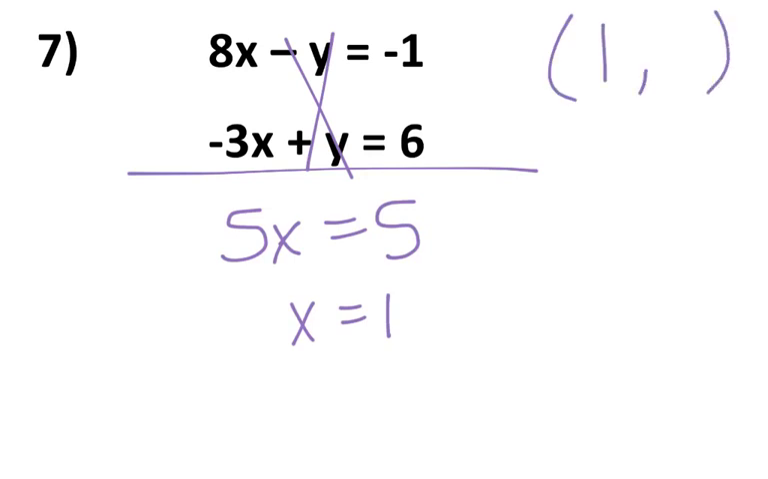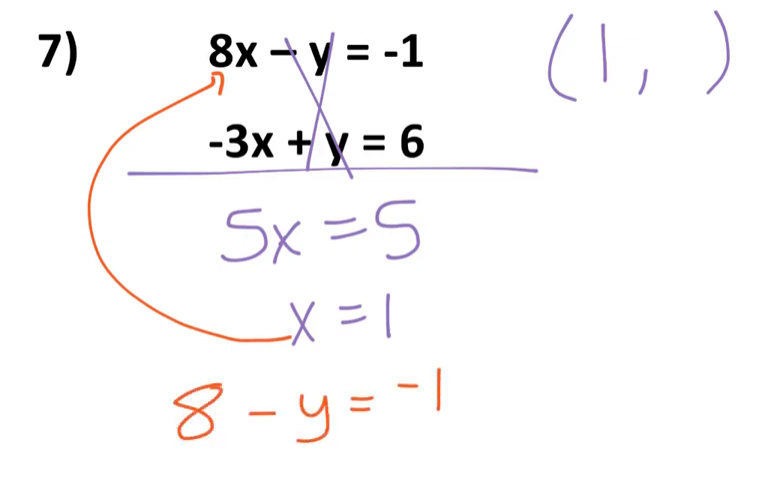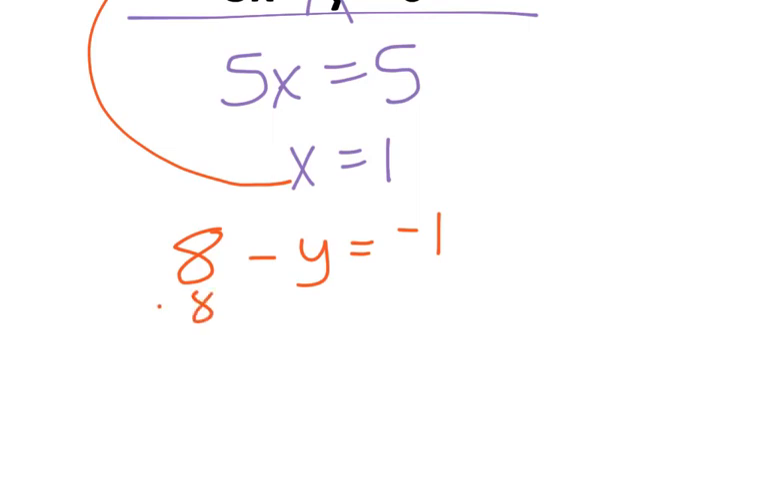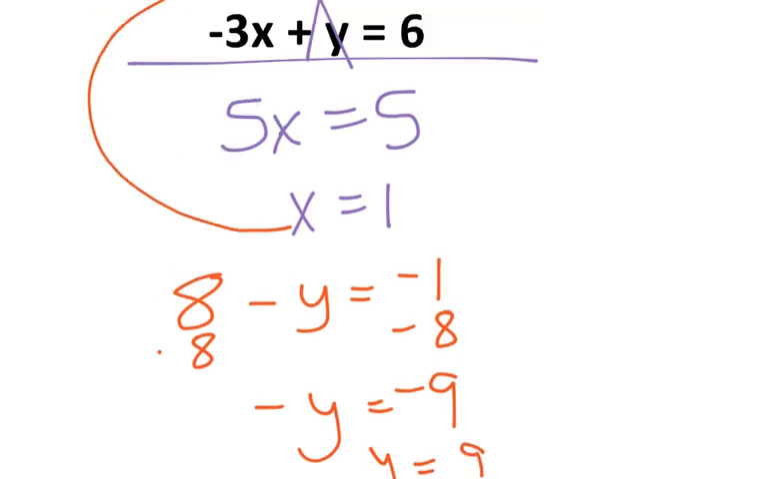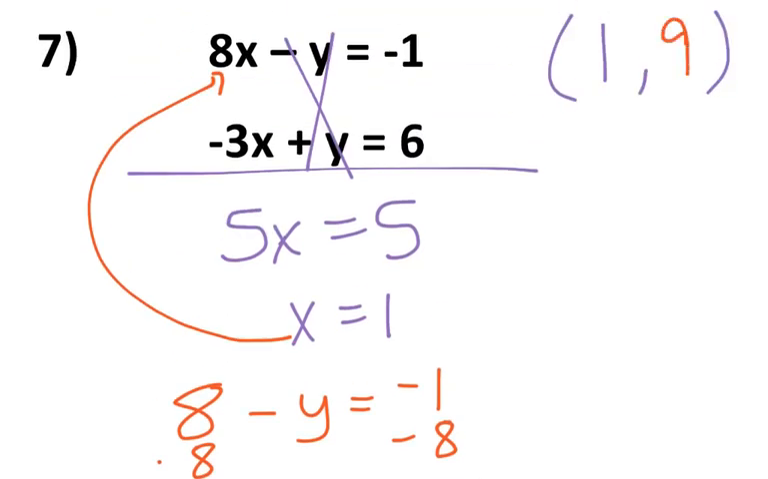And so then I'm going to take this and plug it back in somewhere. It doesn't matter which one. So 8 times 1 is just 8. And so I'm going to subtract 8 from both sides. So negative y equals negative 9, which means positive y equals positive 9. And so there's my solution.